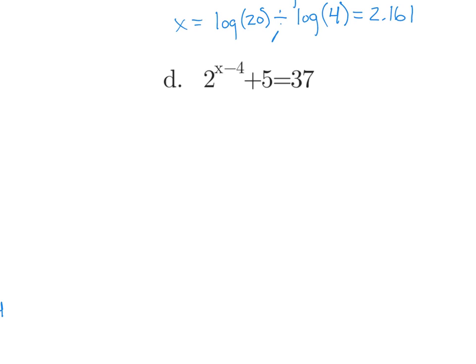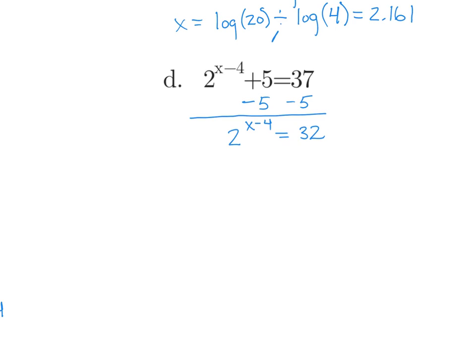For example D, there's nothing like this on the homework, but just to show you kind of how this relates to what we've done in the past. So the first thing that I want to do, just like we did when we talked about solving square root problems, is move anything outside of the exponential thing to the other side, which means I want to start by subtracting 5 from both sides. We get 2 to the x minus 4 equals 32.